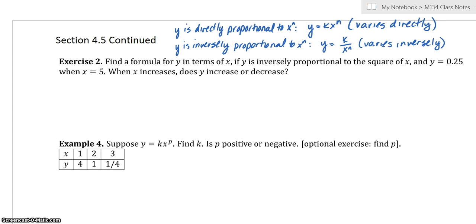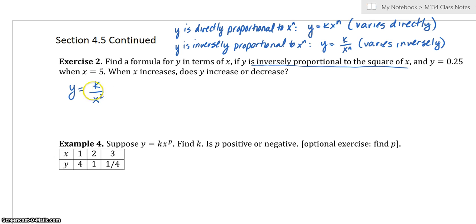Are you ready? Let's do it together. We're looking for a formula for y in terms of x if y is inversely proportional to the square of x. So y is inversely, means over, and we have the square of x, so we're going to do x squared. So that's what that means. Find a formula for y in terms of x if y is inversely proportional to the square of x.